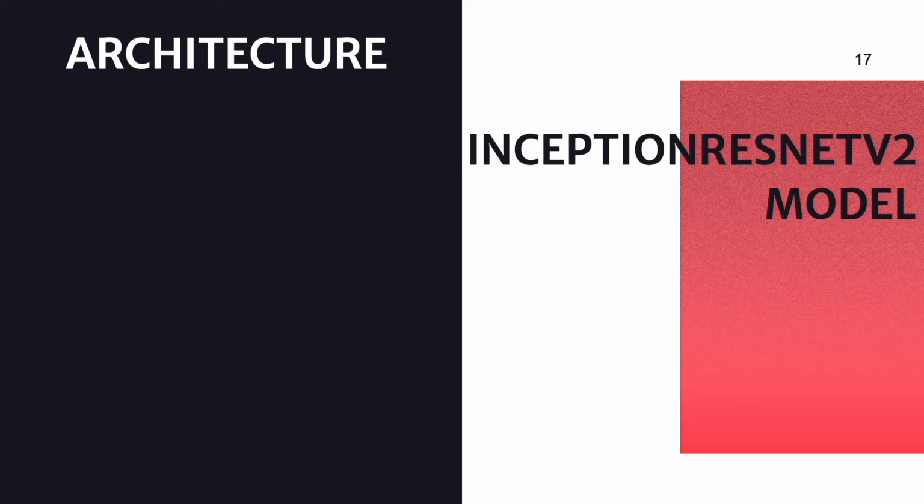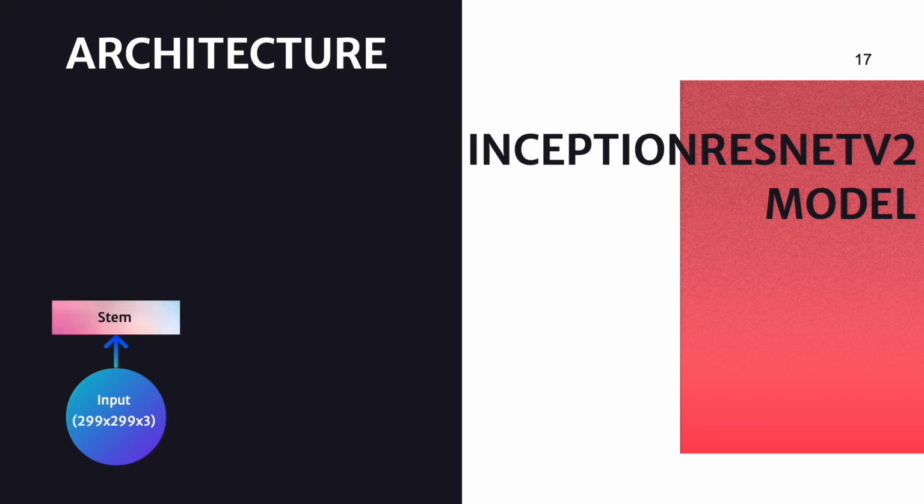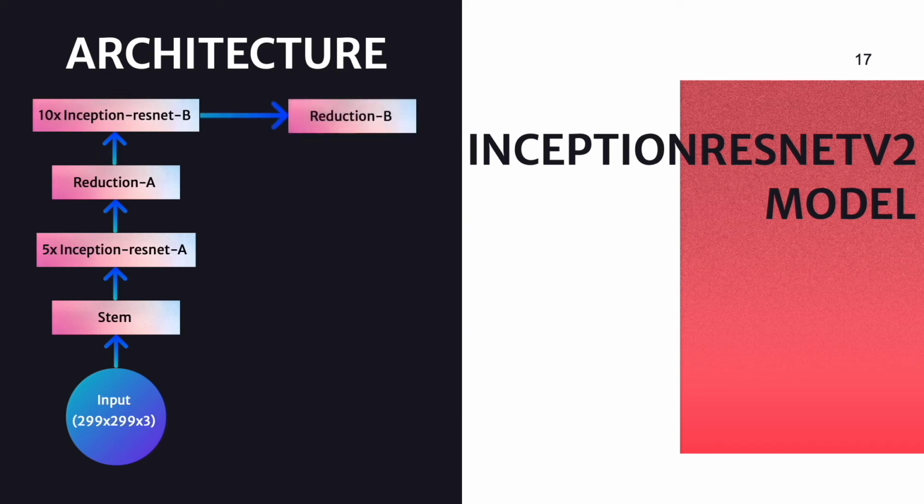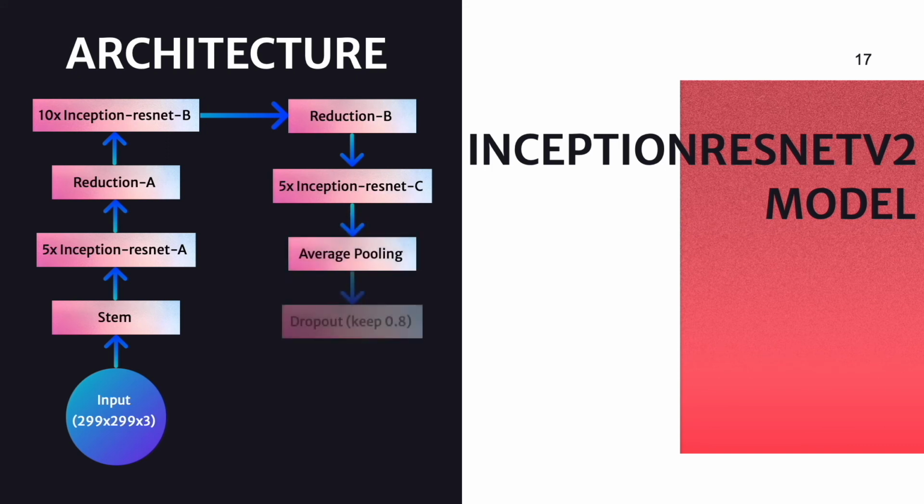Firstly, we have the input image layer, followed by a stem layer. This will then be passed into a 5 times Inception ResNet, followed by a reduction. Afterwards, it will be passed to a 10 times Inception ResNet, followed by another reduction, before going into a 5 times Inception ResNet. After that, there will be average pooling, and then a dropout, and we would like to keep 0.8 before going into the softmax activation function.